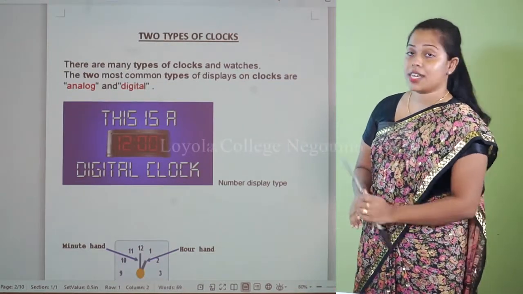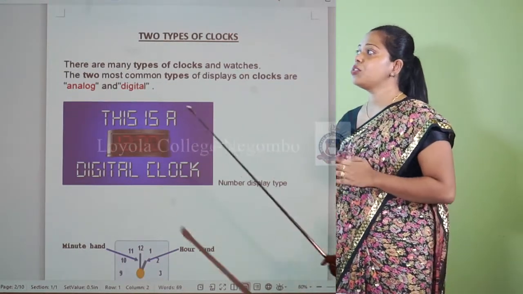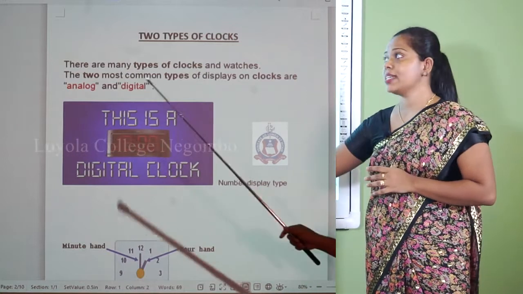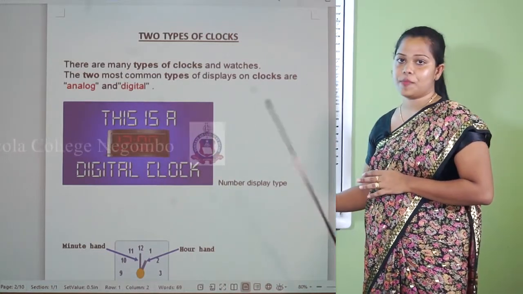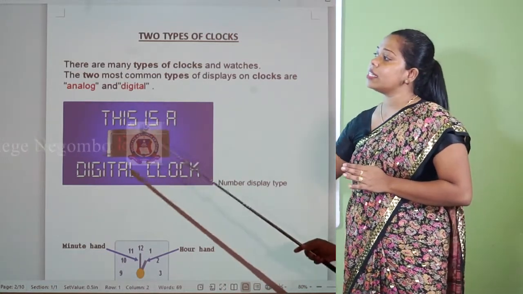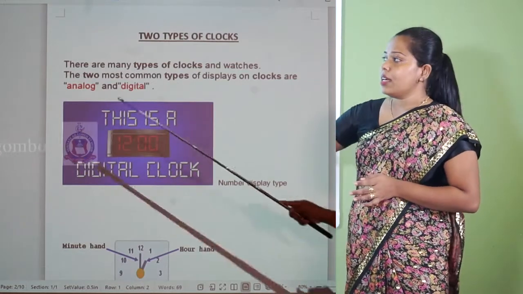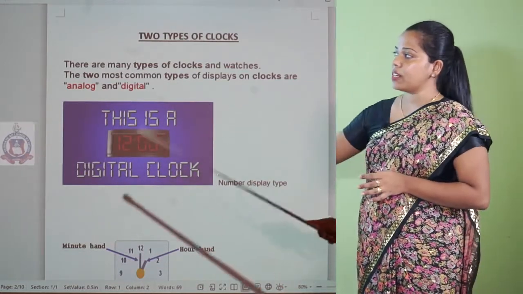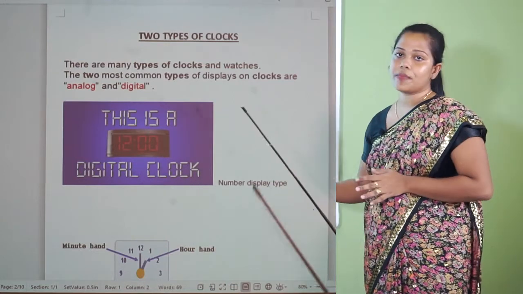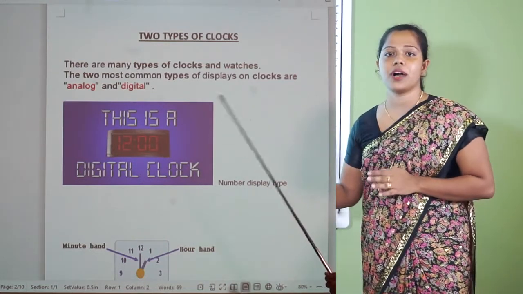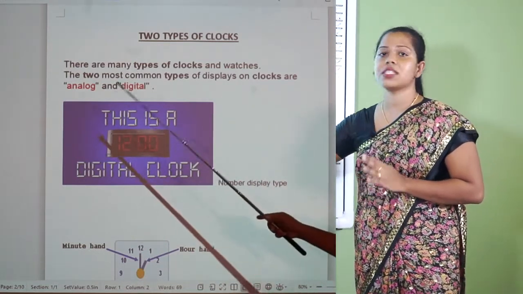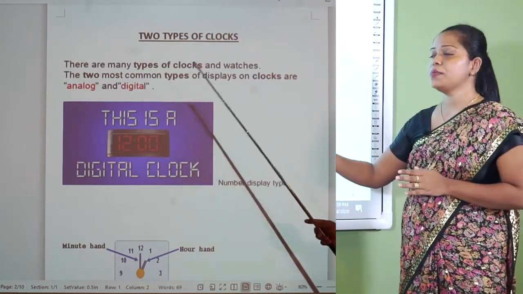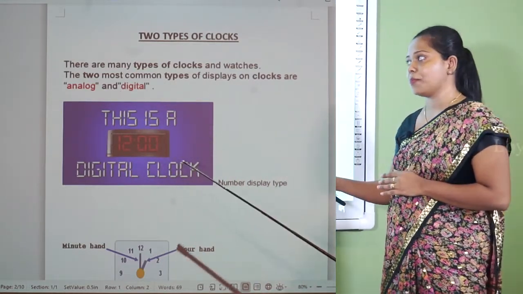In time part 1, you learned that there are two types of clocks, that is analog and digital. What is the digital clock? Here I have shown you from the first picture, this is a digital clock. That means 24-hour clock time. Analog means 12-hour clock time and digital means 24-hour clock time.